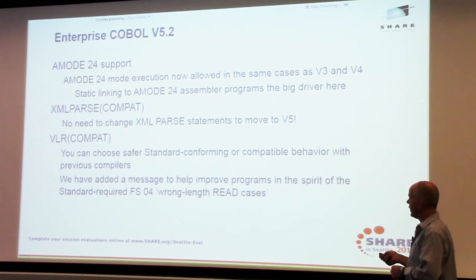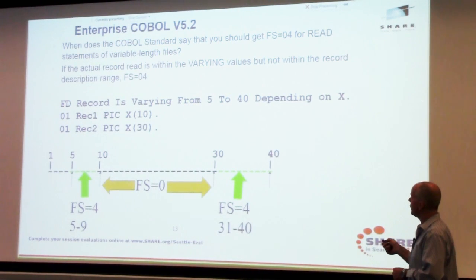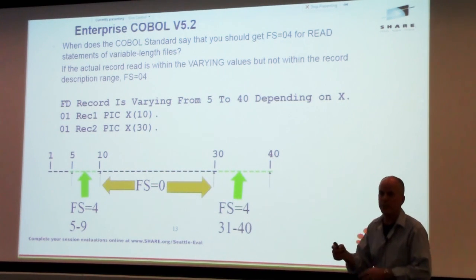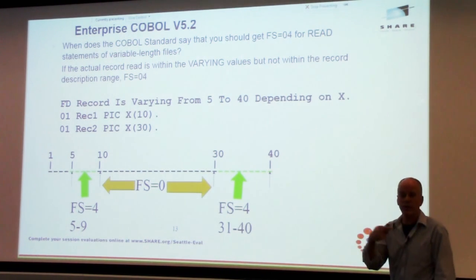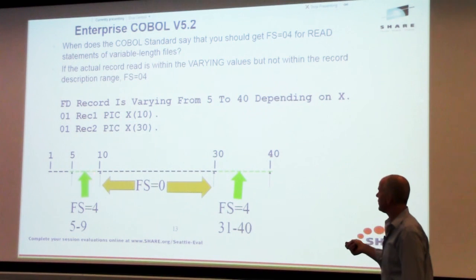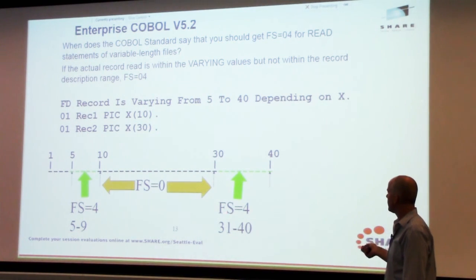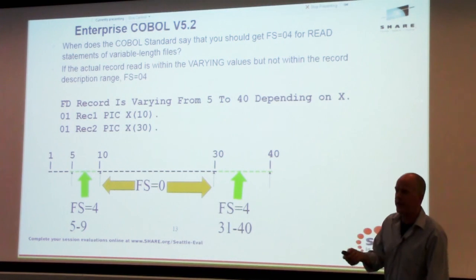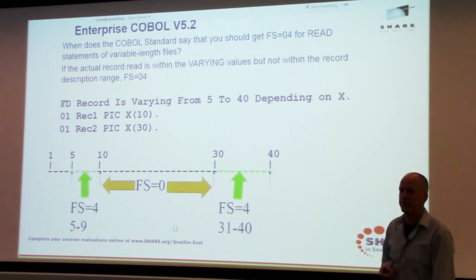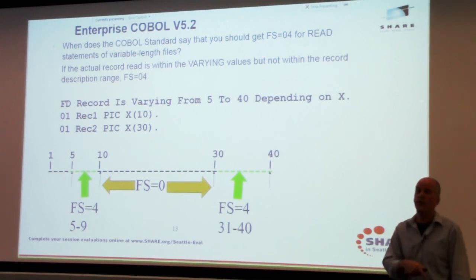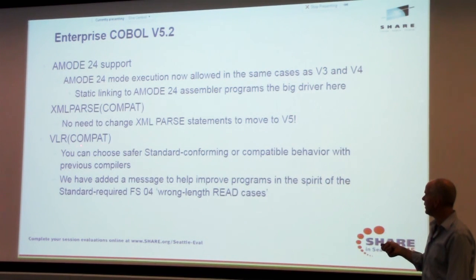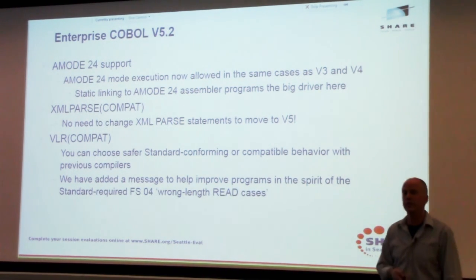The COBOL standard says if you read a record that's in the gray area of your RECORD IS VARYING clause, so I have 5 to 40, I should have probably 10 to 30, or this should be 5 to 40. My record descriptions should match my RECORD IS VARYING clause. It's not good programming, and the newer compiler will give you a warning if it sees this. The standard says if I read a record that's in one of these areas, I'm supposed to get file status 4. We made that change in version 5, and then customers yelled at us because they didn't want us to do that. They wanted file status 0, like they got with version 4 COBOL. So now there's an option to say, give me the same behavior as version 4.